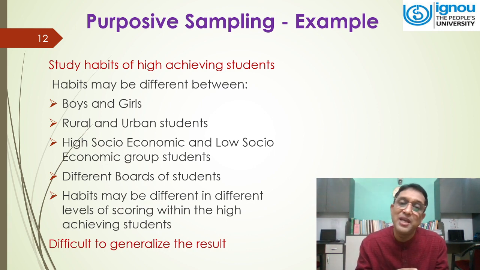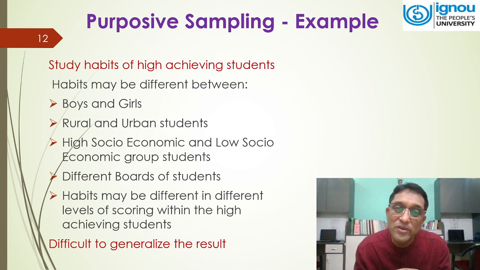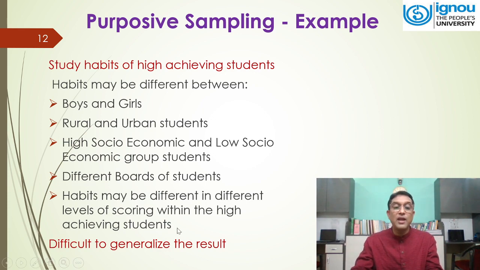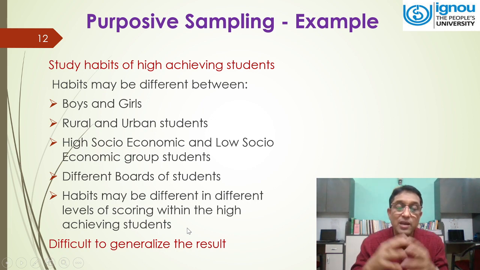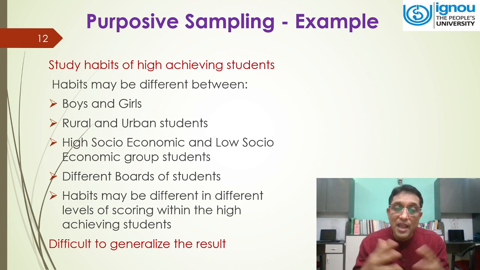If you want to know this, then you can select students from different boards so that you can have a better comparison. Then further, habits may be different in different levels of scoring within the high achieving students. So first of all, what are the ways to identify, to define the high achieving students? Will they keep 80% or 90% or 70%?